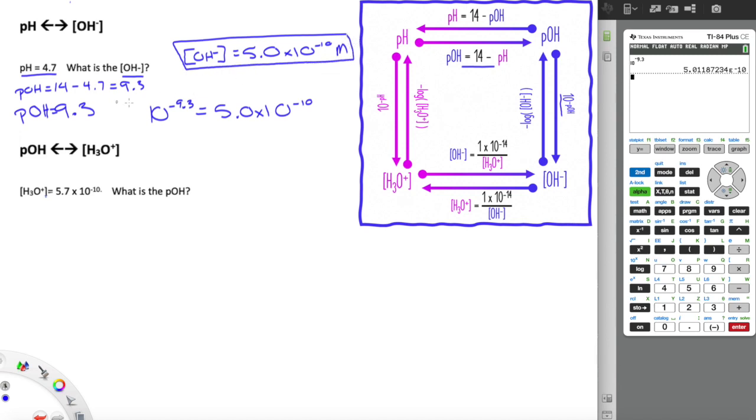And see how we just used two of those equations. We just figure out where we are starting at, where we need to go, and then choose a direction on our map, and then just use the equations that it tells us to on the way there.